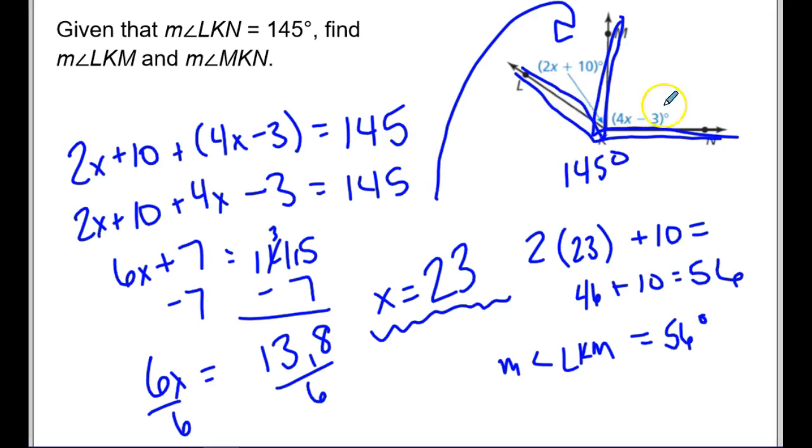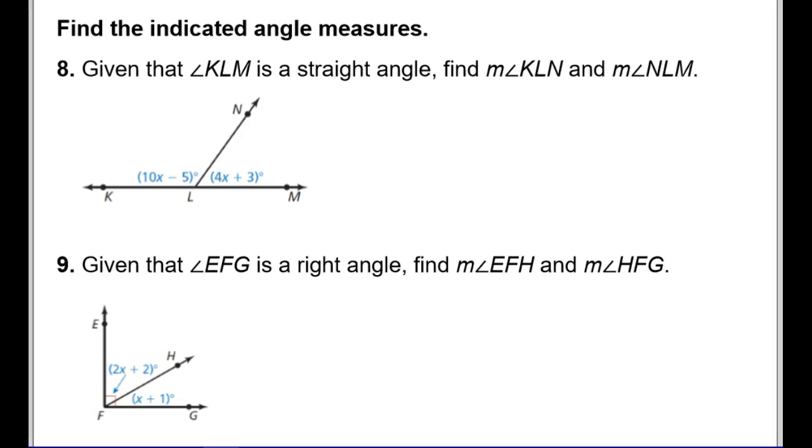Now there are two ways I can find the measure of MKN. I can either plug in my x again, or I can take 145 minus 56 degrees. Either way will get me this measurement. So here are some for you to try. Look at this one especially, I'm given that it's a straight angle. So what do I know about straight angles? How much do they measure? Think about those questions.